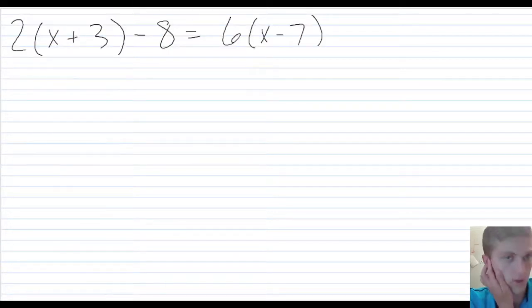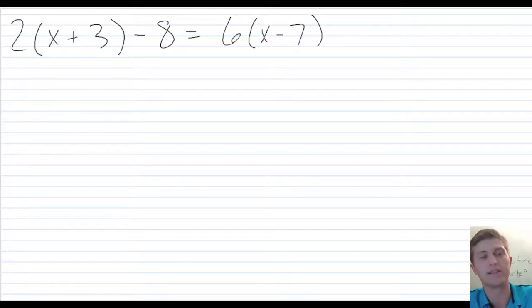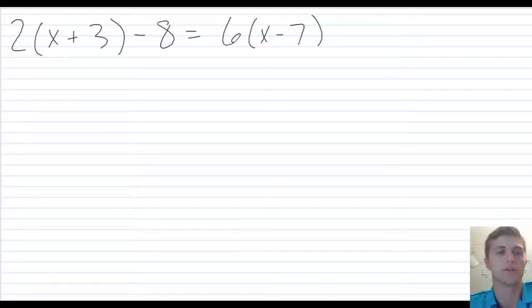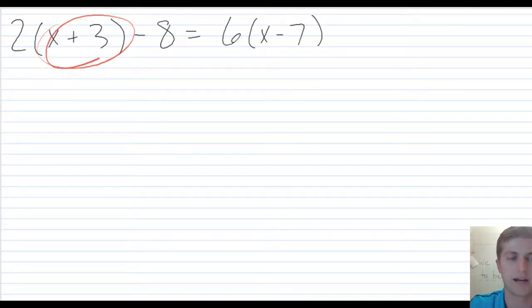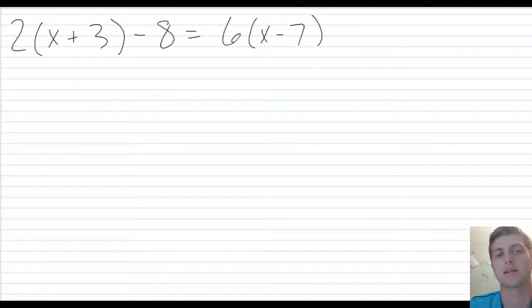Great. Okay. Example 2.3c. 2 times (x plus 3) minus 8 equals 6 times (x minus 7). Now this is a case where we need to simplify first. So when we're simplifying, we just do regular PEMDAS. So parentheses, can we do anything inside the parentheses? No, we can't combine an x and a 3, and we can't combine an x and a minus 7.